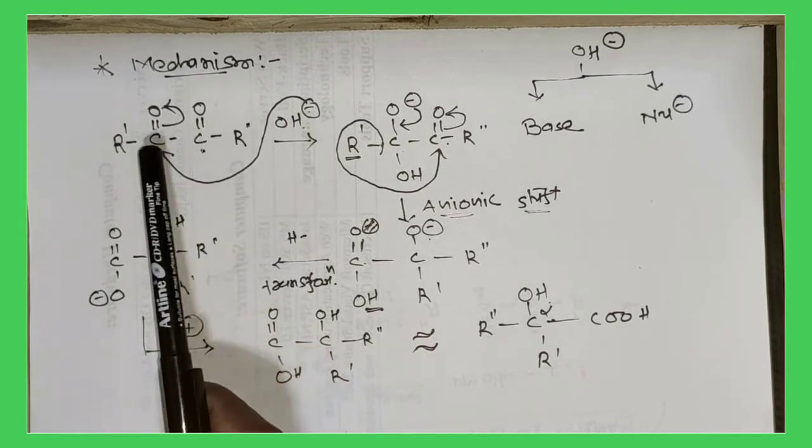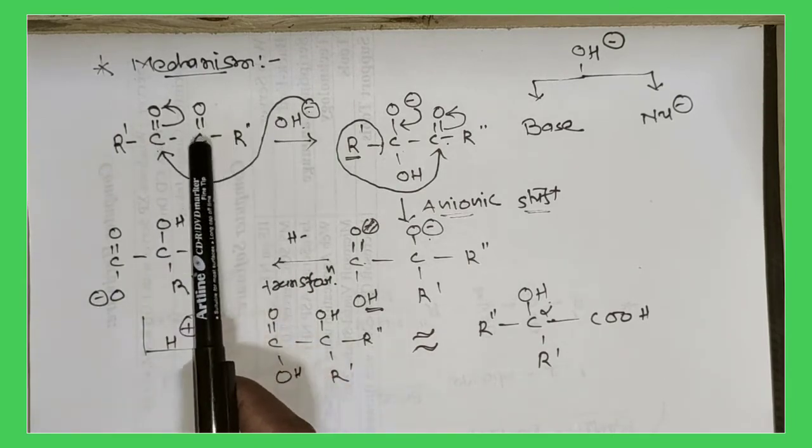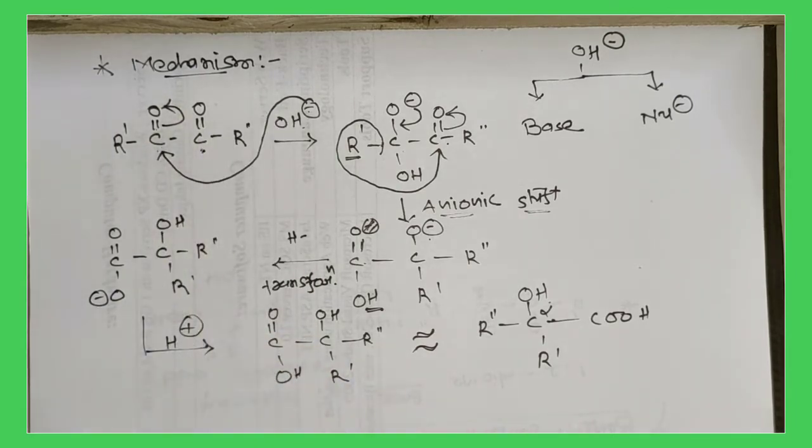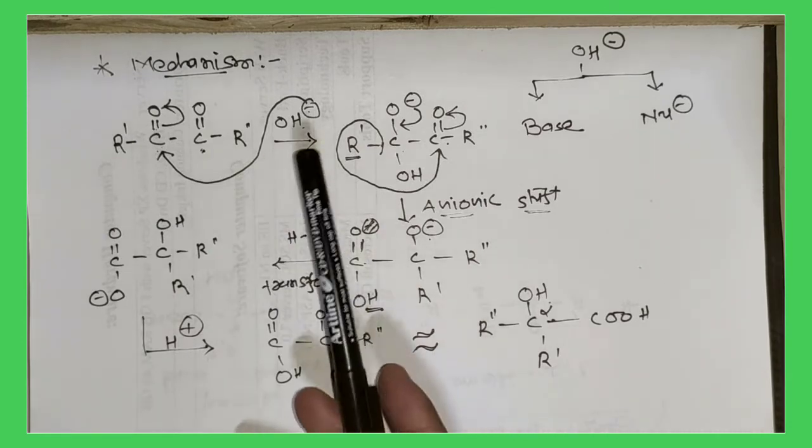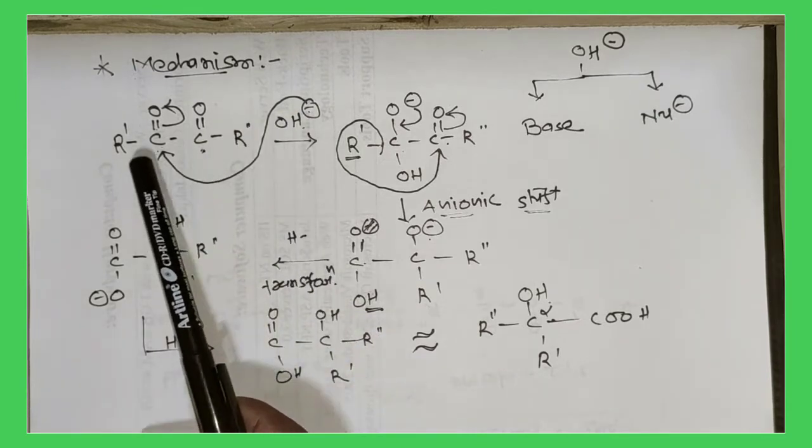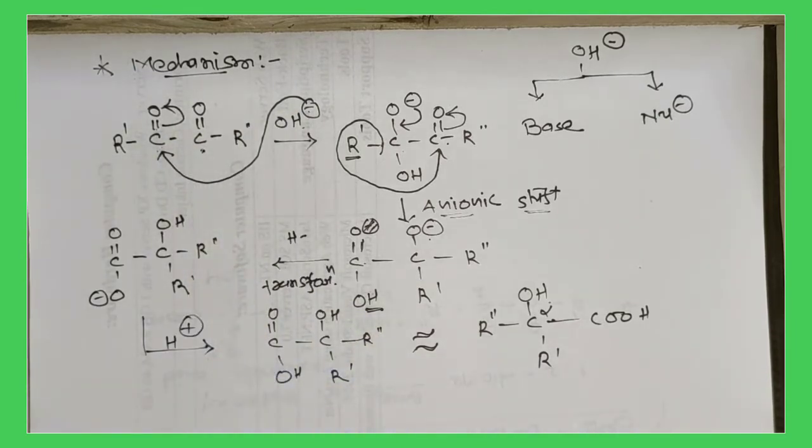Now, here there are two possibilities for OH minus to attack on the carbon. It may attack on this carbon or it may attack on this carbon. But we can see here that OH minus is electronically rich. That's why it always attacks the carbon which is electron deficient as compared to the other keto group.